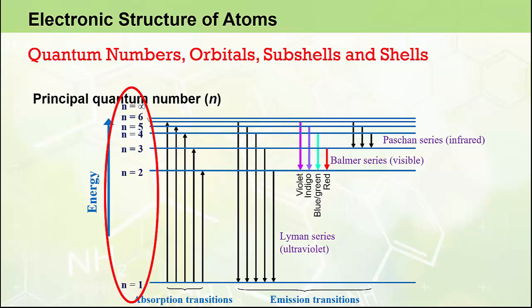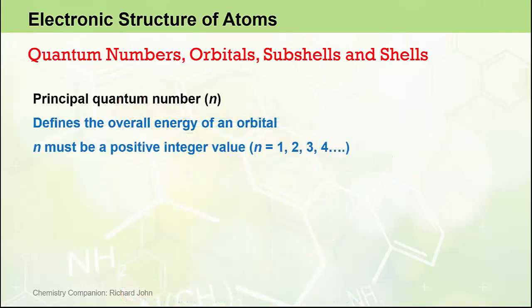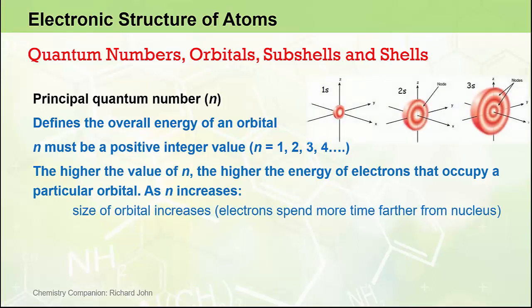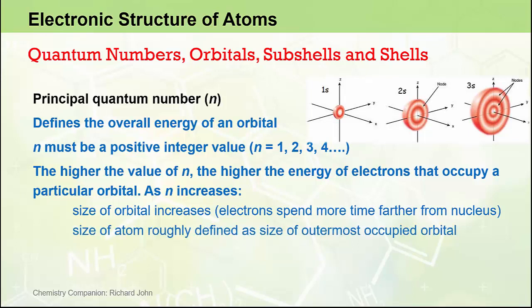This diagram also shows that n takes on numerical values of positive integers, n equals 1, 2, 3, 4, up to n equals infinity. The higher the value of n, the higher the energy of electrons that occupy that particular orbital, and as n increases, the size of the orbitals increases. And as I said, electrons spend more time further from the nucleus, the higher the n value. It should also be noted that the size of the atom can be roughly defined as the size of the outermost orbital.